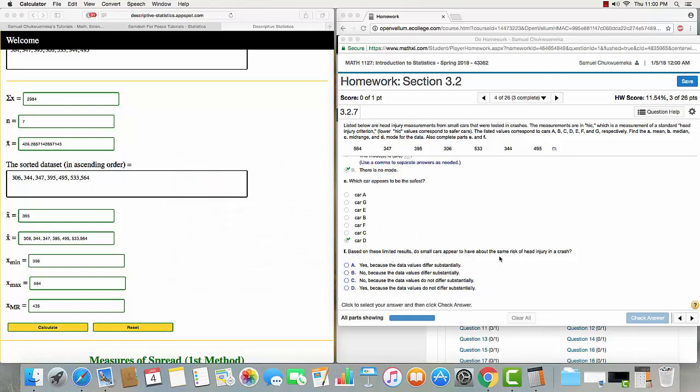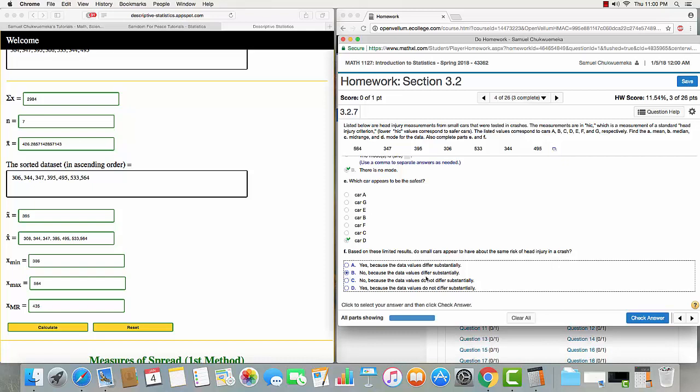So they don't appear to have the same risk. No. You wouldn't go with a car. You can't compare car D with car A. That is 564. No, that's a lot. Okay, so the difference between both is more than 5%. So we say it differs substantially. So they don't have the same risk of head injury, no. So we say no, because the data values differ substantially.